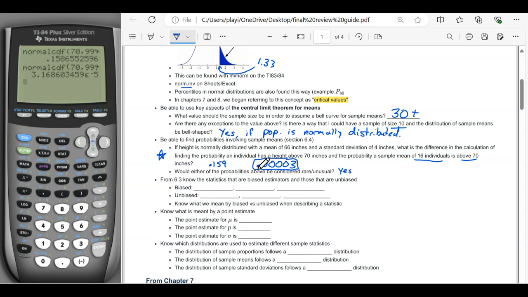The mean of 16 above 70 is very, very unusual.